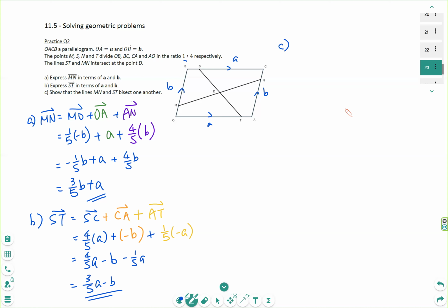So part C, to show that they bisect each other, you want to show MD, where D is the midpoint, is lambda of MN, step one, and also SD is mu of ST, the whole line. Okay, so that's what you should get, and you should get lambda, mu equals a half.